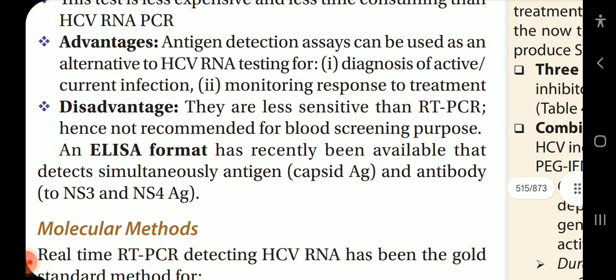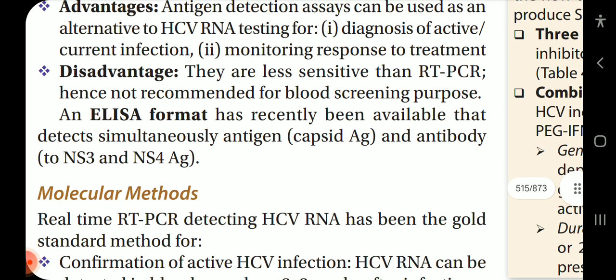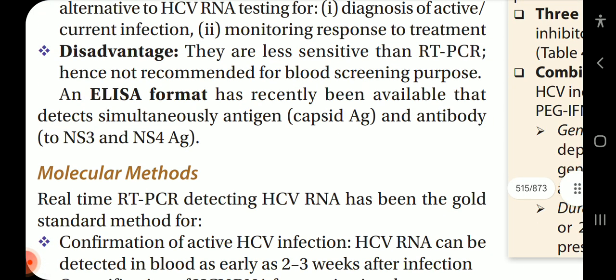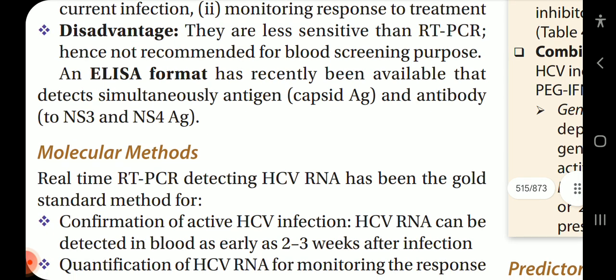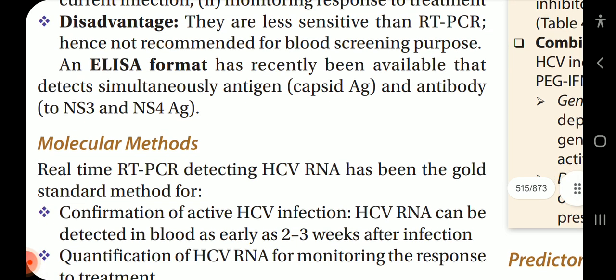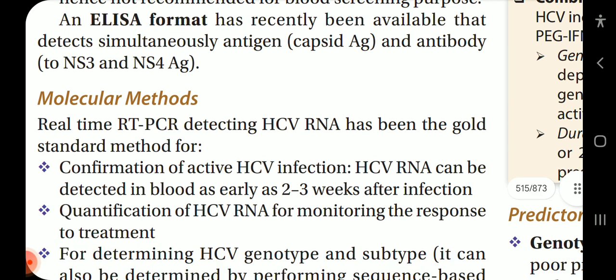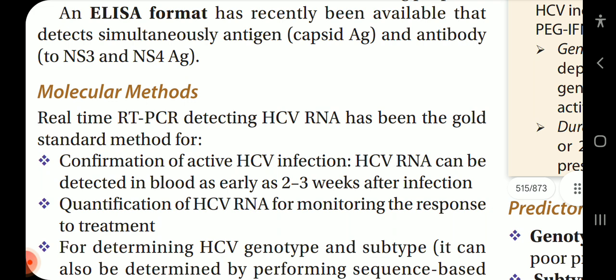Advantages: antigen detection assays can be used as an alternative to HCV RNA testing for diagnosis of active or current infection, and monitoring response to treatment. Disadvantage: they are less sensitive than RT-PCR, hence not recommended for blood screening purposes. An ELISA format has recently become available that detects simultaneously core antigen, capsid antigen, and antibody to NS3 and NS4 antigen.